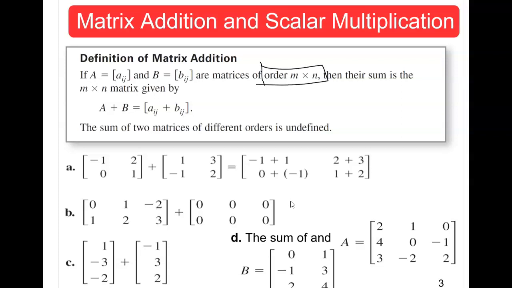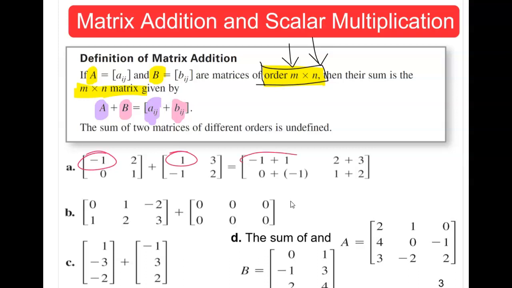So if we say matrix A has m rows and n columns, and both A and B have the same order or same dimensions, then their sum is the same dimensions, an m by n matrix, given by, and here we're representing that we're going to add all the elements of matrix A plus all the elements of matrix B, and they have to have the exact same location within the matrix. Same row, same column. So here, we are going to have to add -1 plus 1 because they are located in the first row, first column.